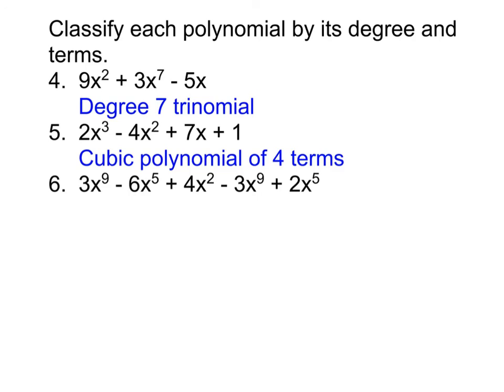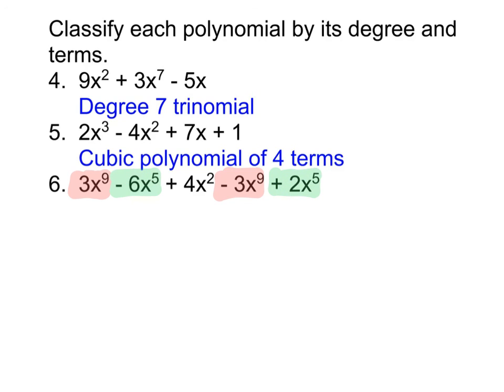All right, and then for number 6, I will tell you that number 6 is not a degree 9 polynomial of 5 terms, because of course we can simplify it first. So always look to see what you can simplify first, and that means combining like terms. Remember, I can only combine the like terms if they have the exact same exponent. So you see I have a couple of them that are x to the 9th. I also have a couple that are x to the 5th. And so I'm going to combine those.